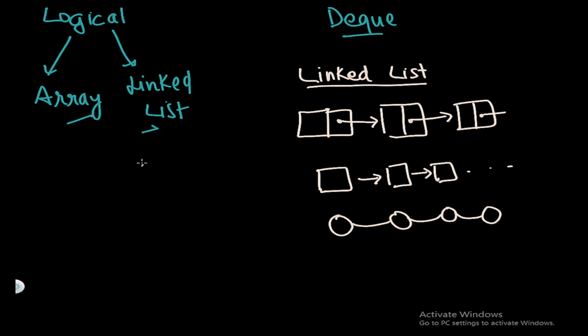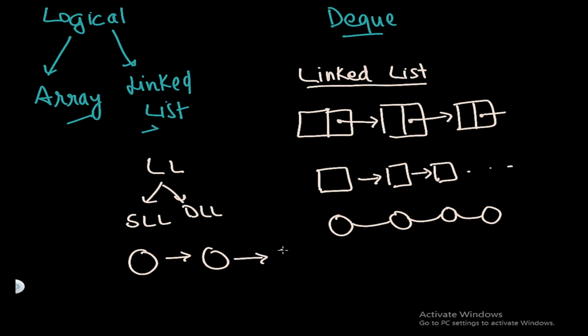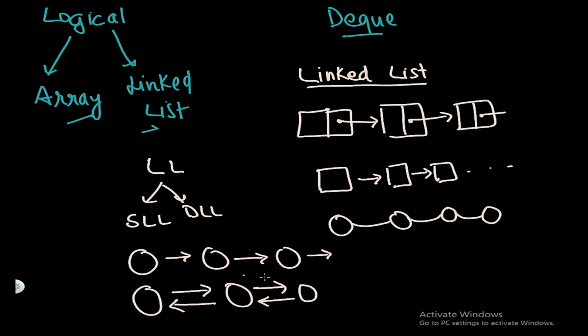Now there are two types of linked list. One is singly linked list and the other is doubly linked list. Singly linked list is one in which the data structure only has a connection in the forward way. But a doubly linked list has the connection in both ways. Just this part we have to understand for our DQ data structure part. So there are connections in both ways in the doubly linked list.